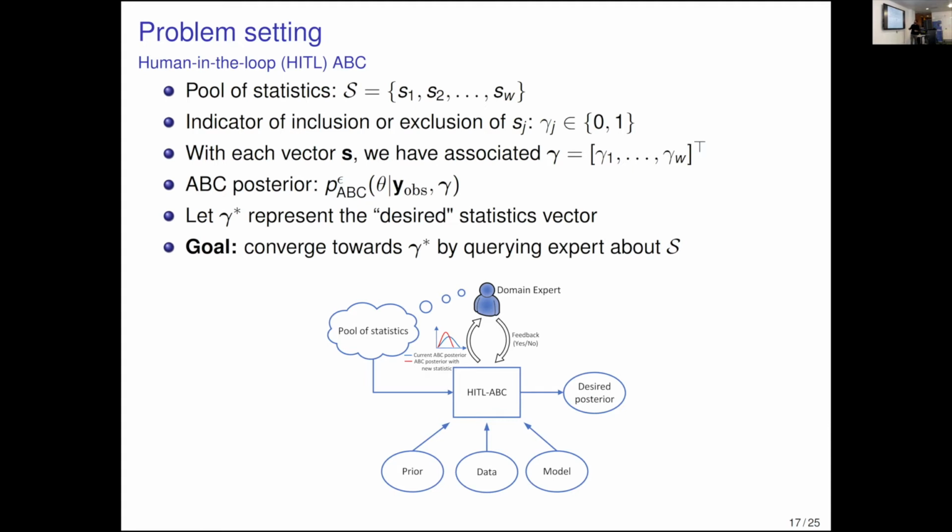All right. We denote the ABC posterior as theta given the data and this choice of statistic, because the choice of statistic will matter and will give a different ABC posterior. Now let's say gamma star is the desired subset of statistics, which is the perfect trade-off between information loss and curse of dimensionality given your pool. That is what we want to have. But of course, we don't observe gamma star. But we can ask the expert what they think gamma is, which basically means whether to include it or exclude it. In this case, there are only two choices.